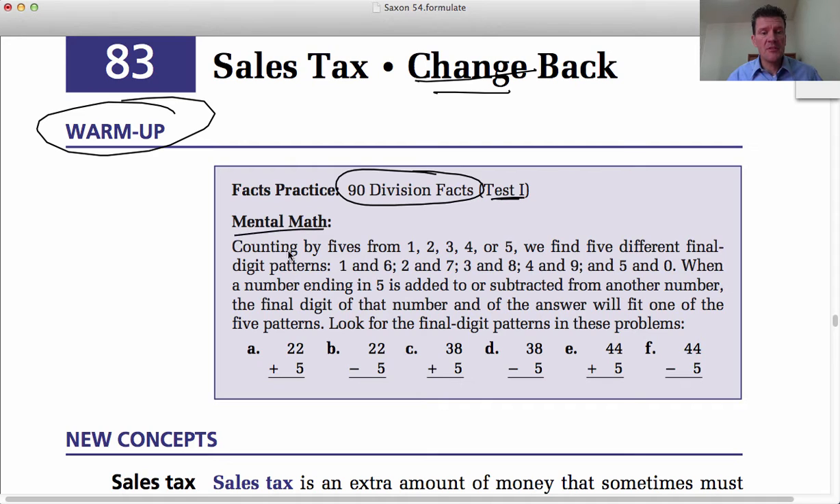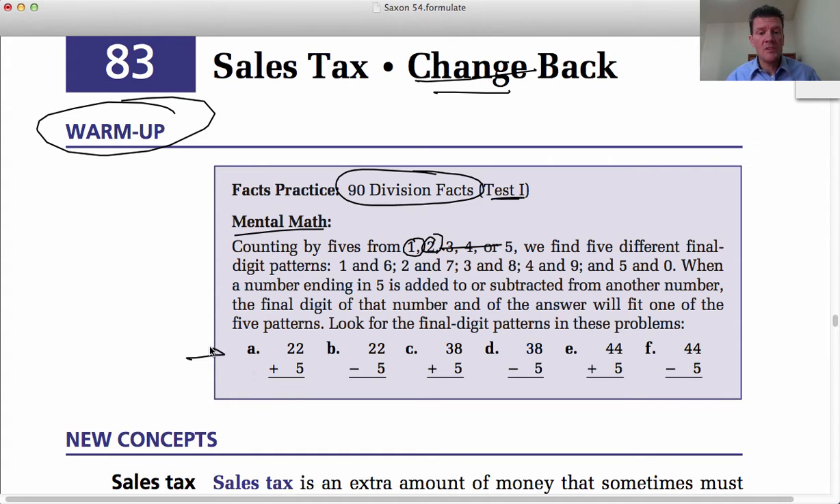And then here the mental math. We talked about this in a previous lesson, and we looked at patterns when you're counting by fives. If you start at 1 and count by 5, you get 1, 6, 11, 16, and you notice that the numbers always end in 1, 6, 1, 6. If you start at 2 and count by fives, they'll end in 2, 7, 2, 7. So 2, 7, 12, 17, etc. Just looking for those patterns right there.